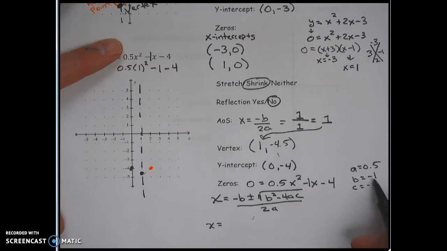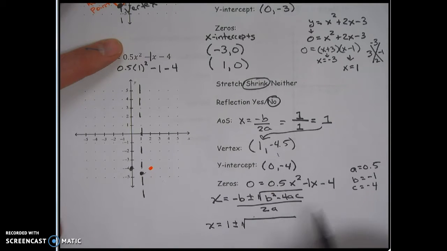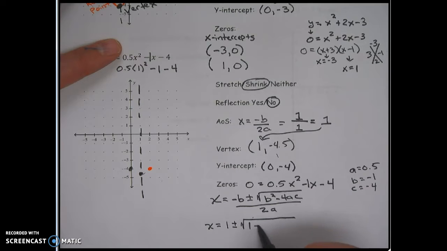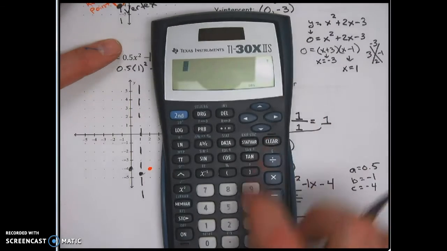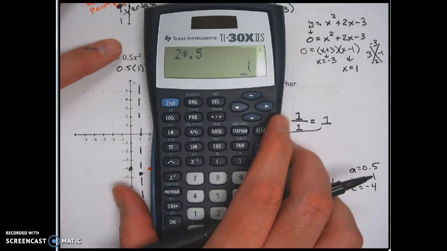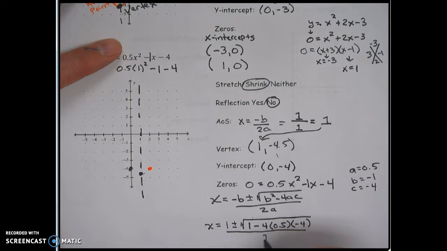So opposite of b would be the opposite of negative 1, that's 1, plus or minus the square root of b squared. Now I can do that in my head. Negative 1 squared means negative 1 times negative 1. So that's 1 minus 4 times a, which is 0.5, times c, which is negative 4, all divided by 2 times my a value. 2 times 0.5, again, if you need your calculator, you can do it. But 2 times a half is just going to be 1. So my denominator is going to be 1.